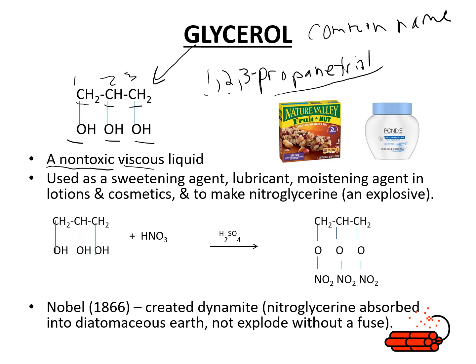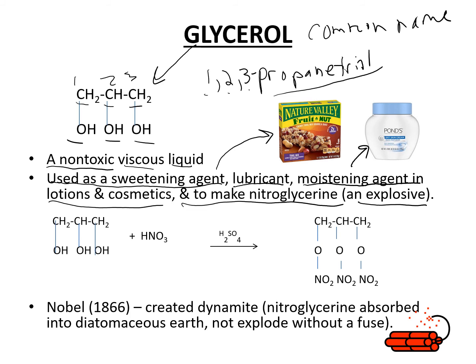Now, glycerol is a non-toxic alcohol. It's a viscous liquid. It's used as a sweetening agent, so you may find it in granola bars. It's used as a lubricant for glassware in a chemistry lab. It's also used as a moistening agent in lotions and cosmetics. And it's used to make nitroglycerin, which is an explosive, as shown by this reaction below.